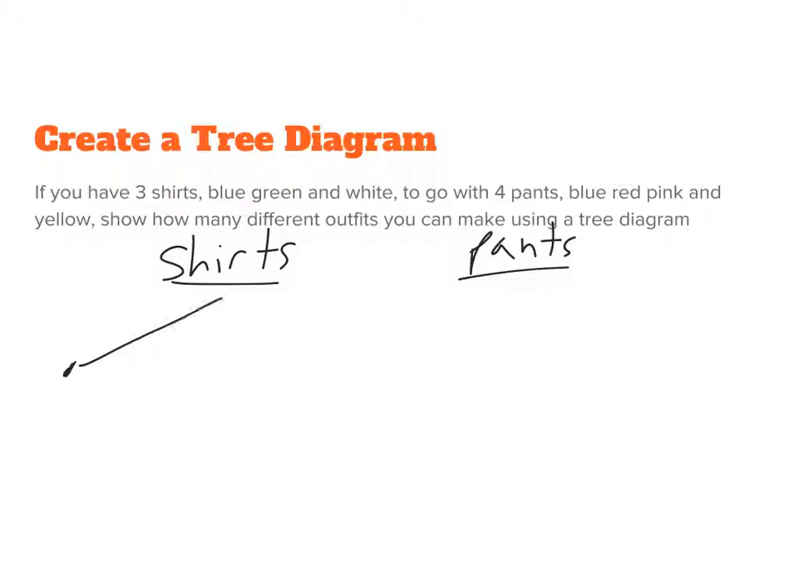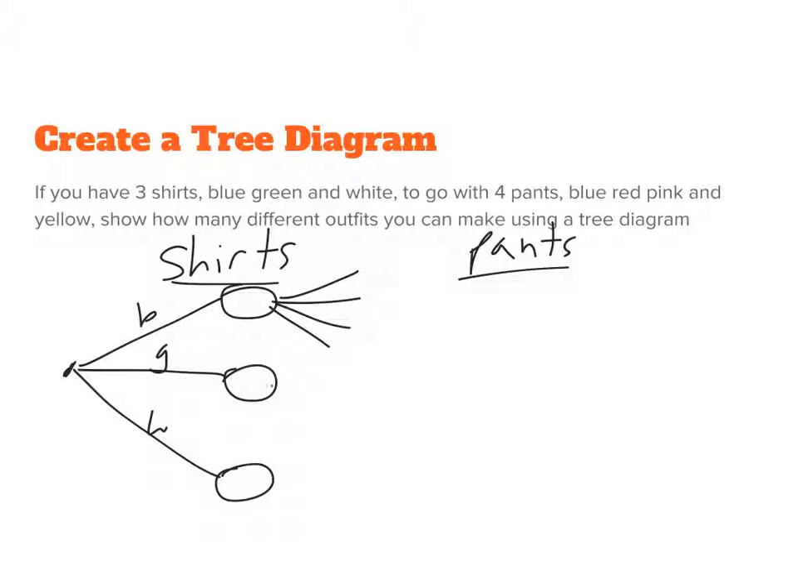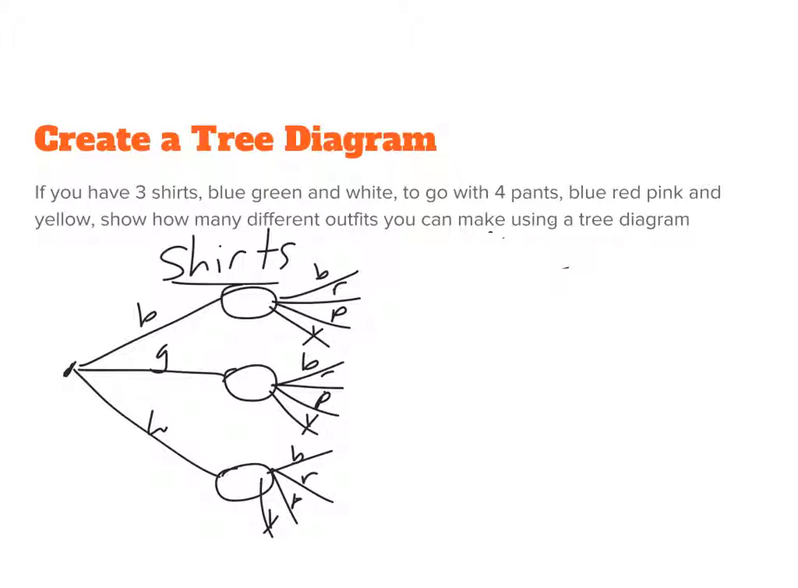For shirts, there were 3 different colors: the blue, the green, and the white. I'm going to put a little circle here for each one. Now for each one of the shirts, there are 4 different pants. So 1, 2, 3, 4, 1, 2, 3, 4, 1, 2, 3, 4. We've got blue, red, pink, and yellow for each, which means that we can list off all of the different outcomes that we found. I'll move the pants over here.